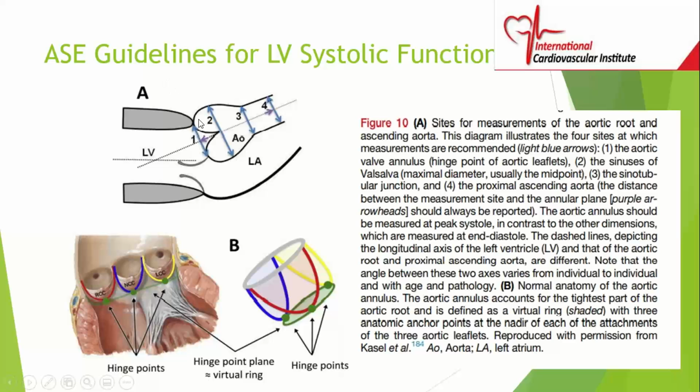So you want to do at least 4 measurements of the aortic root. The aortic annulus should be measured at peak systole, and then all the other dimensions should be measured at end diastole. So your sinus to sinus, sinotubular junction, and the ascending aorta, those are measured at end diastole.